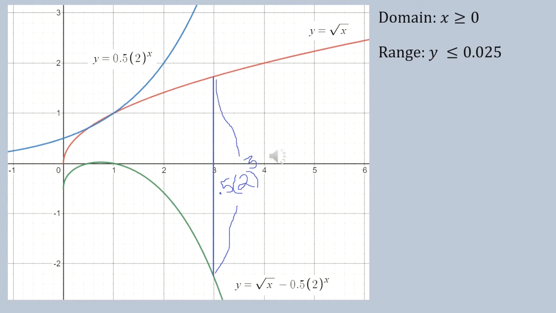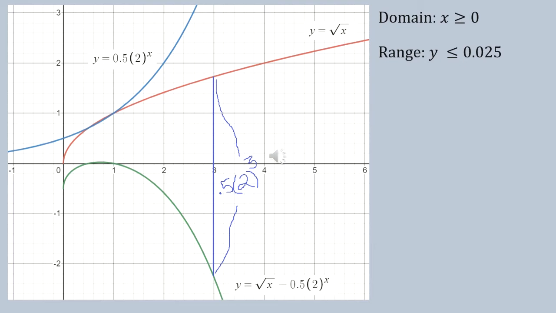The domain is still x greater than or equal to 0 because of the square root restricting us to 0 or positive values. And the range in this case is y less than or equal to 0.025. 0.025 is the highest y value that we reach on the difference between these two. It's a little difficult to figure out that that's actually the maximum. I'm just telling you that's what it is, and you can see from the graph that it does look like it's some value slightly above 0.